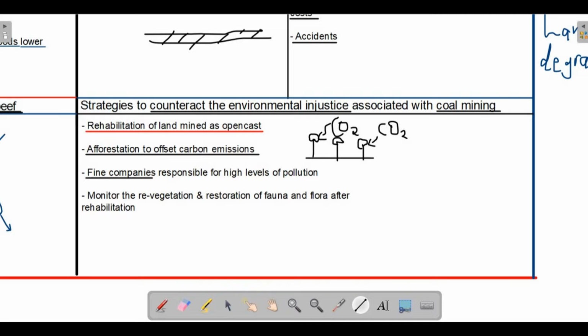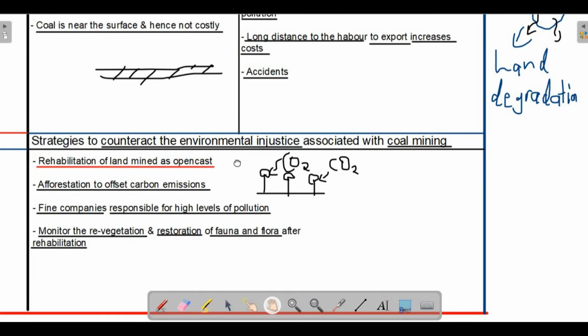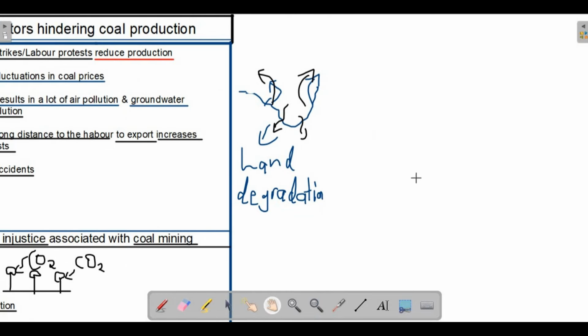We should find companies responsible for high levels of pollution. Monitor them, who's producing how much pollution, and give them fines for damaging the environment without being responsible. We should monitor the revegetation and restoration of fauna and flora after rehabilitation. Okay, it is important that after the land is rehabilitated and turned back into the land, not exactly the land that it was before, but a land that is being improved. Okay, so they should plant trees and ensure that the environment is restored.